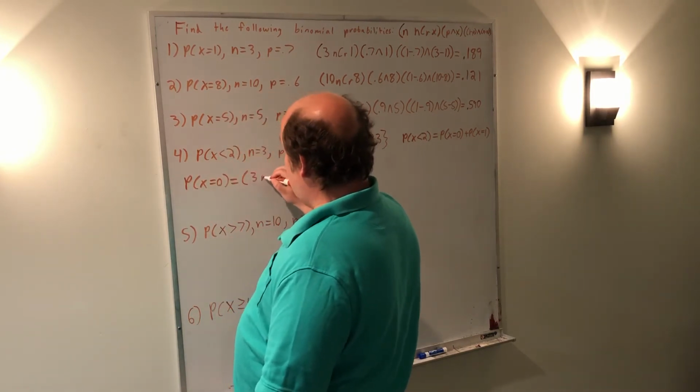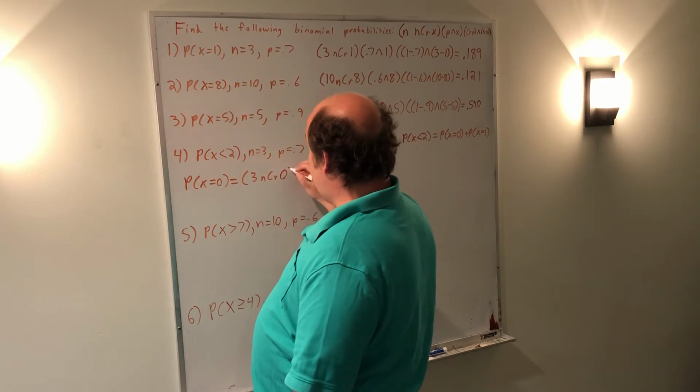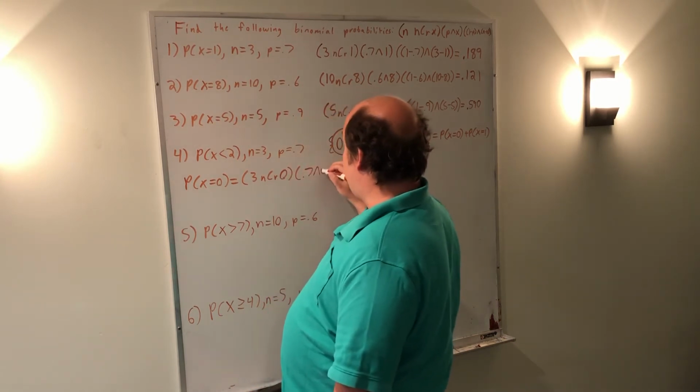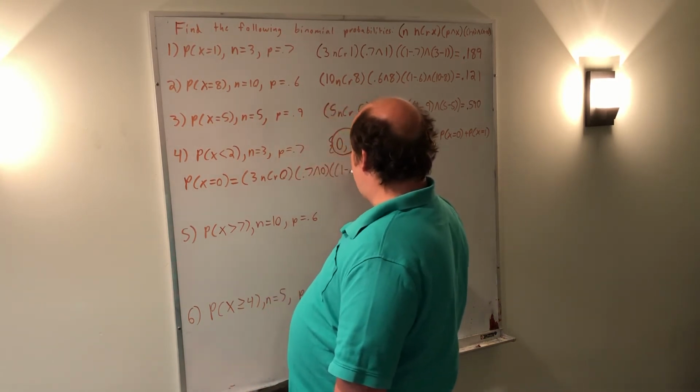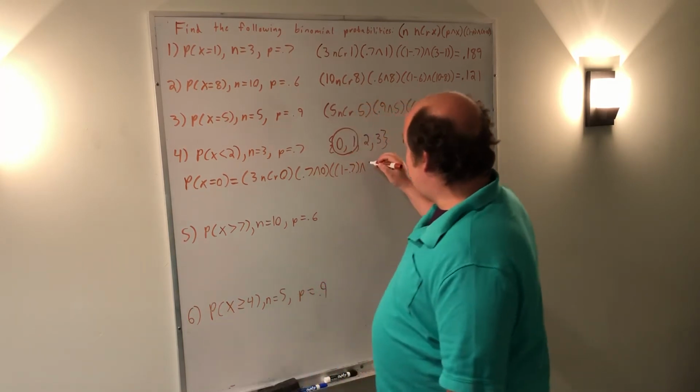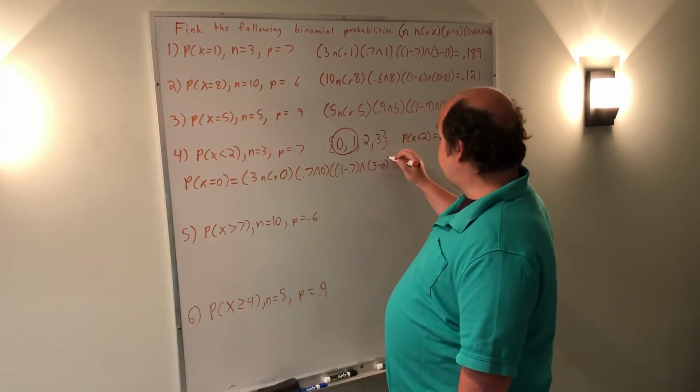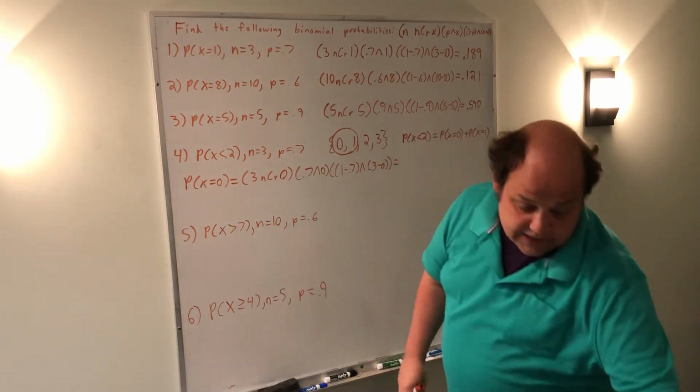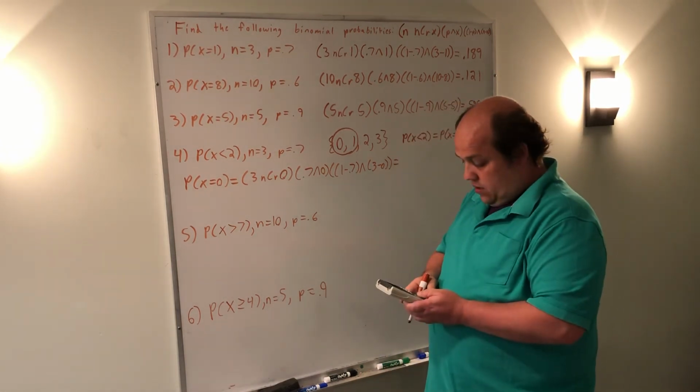That's going to be 3 NCR 0, 0.7 to the power of 0, 1 minus 0.7 to the power of 3 minus 0. So I need to go ahead and put that into my calculator.